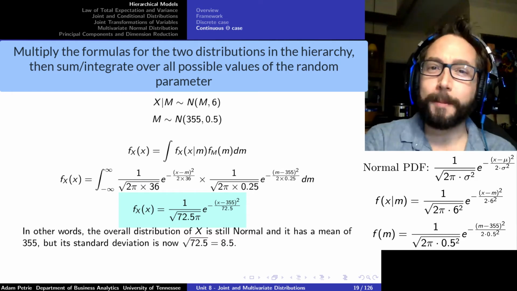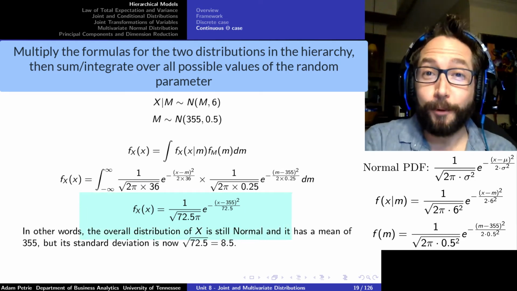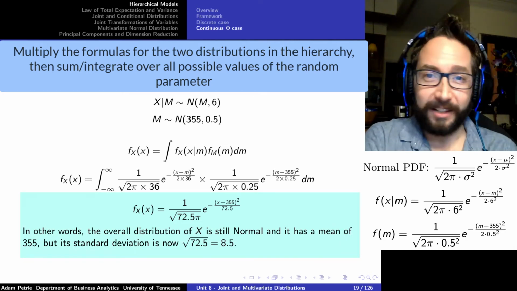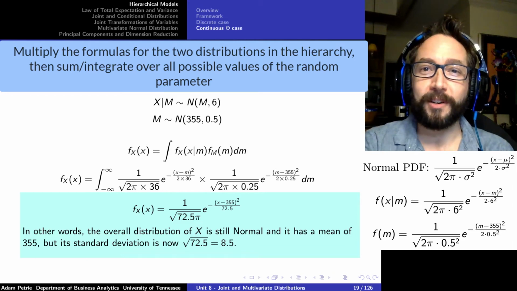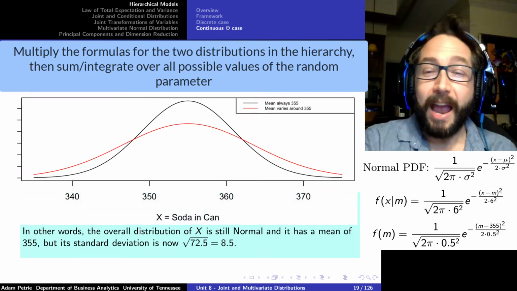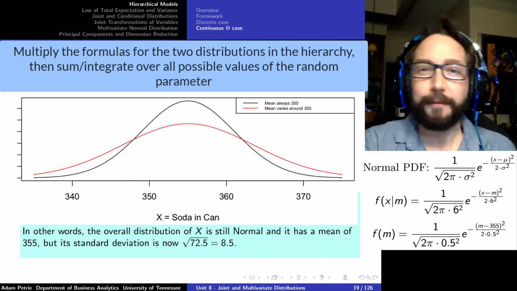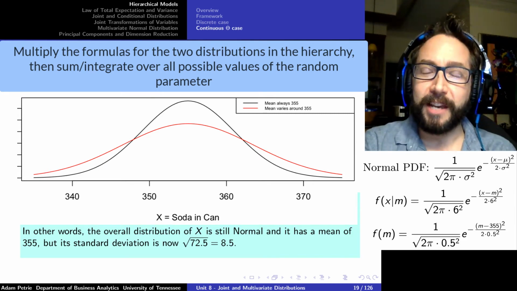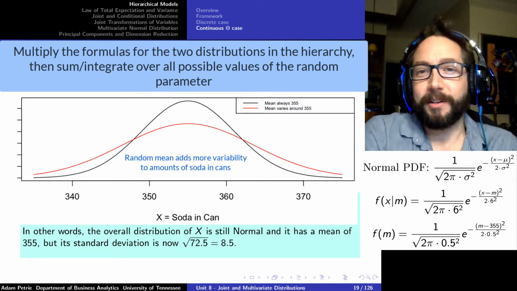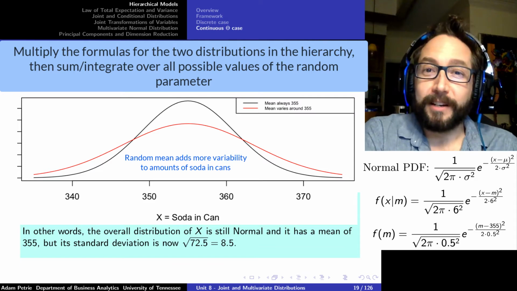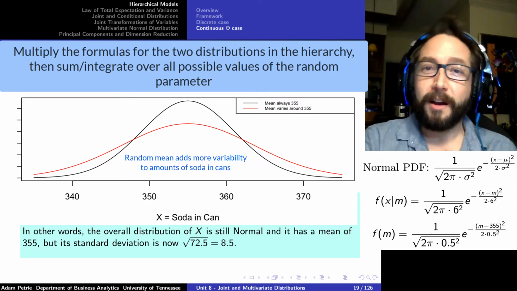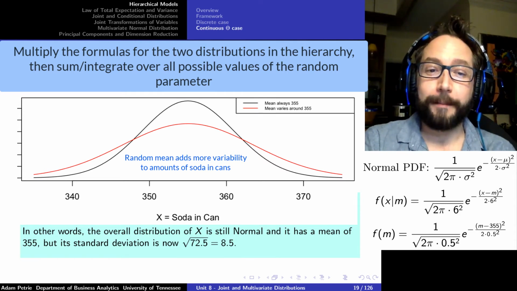And looking at that formula, we recognize it. That's actually the formula of a normal distribution. And in fact, we can immediately identify what the average and the standard deviation is of that normal distribution. It has an average of 355, the overall average that we were expecting, and with a standard deviation that's actually a mixture of the two standard deviations that were involved in the hierarchy: the standard deviation of 6 that describes the variation on a particular day once that mean has been chosen, and then also the sigma, the standard deviation of how much the mean varies from day to day.